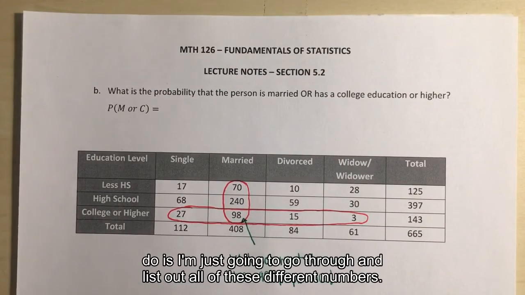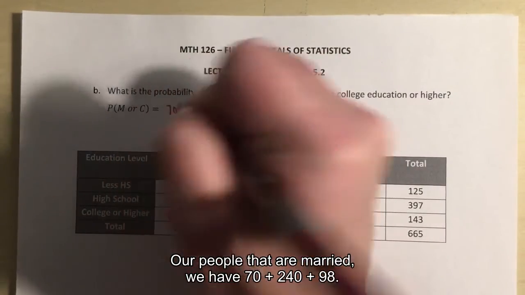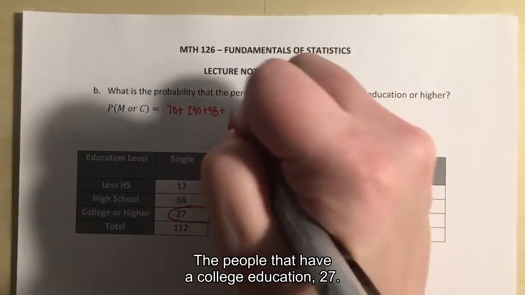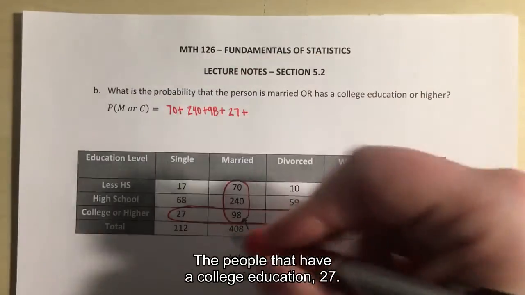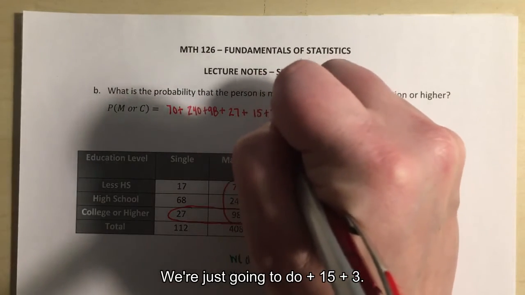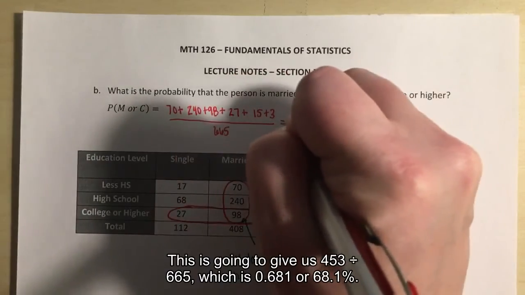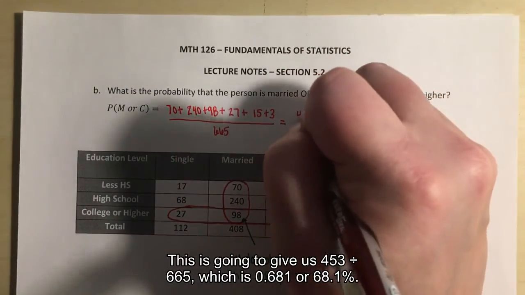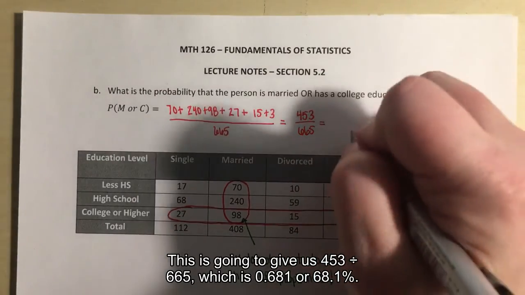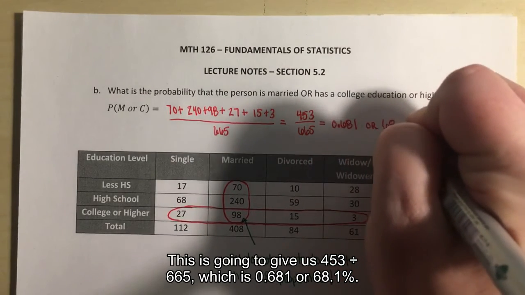But for right now, I'm just going to go through and list out all of these different numbers. So our people that are married, we have 70 plus 240 plus 98. The people that have a college education, 27 plus, well, the 98 we already used, so we don't want to list it again. We're just going to do plus 15 plus 3. This is going to give us 453 divided by 665, which is 0.681 or 68.1%.